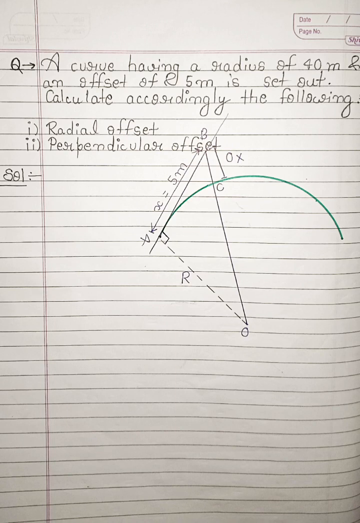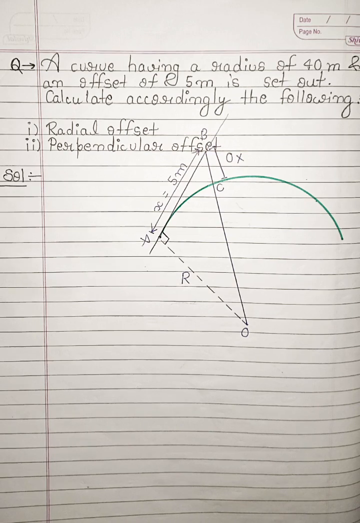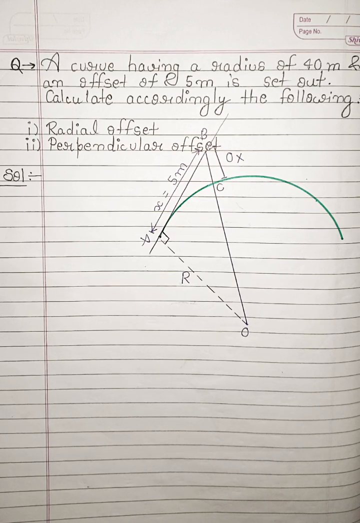The question says: a curve having a radius of 40 meter and an offset of 5 meter is set out at a distance from the vertical point of beginning of the curve. Then we have to calculate the following two parameters. The first one is the radial offset, and secondly the perpendicular offset.